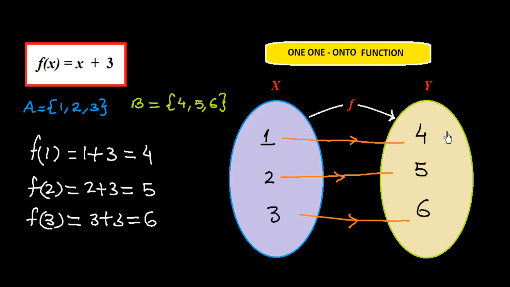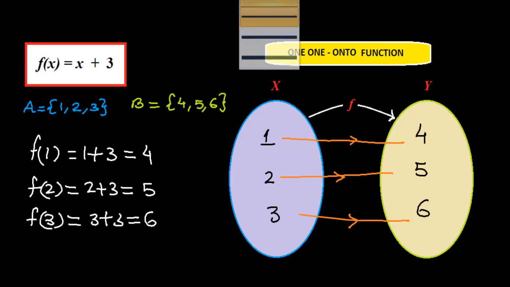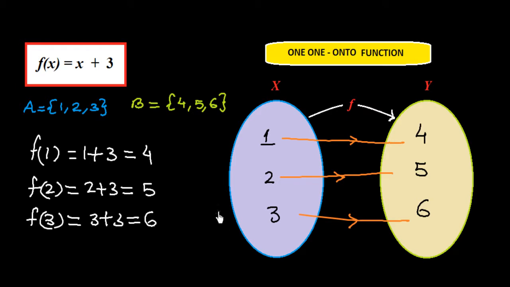Here you see this y is called the image, and the elements in X are called the pre-image. So I write here image and pre-image. This is our pre-image, and this is our image. This is also called the domain. And all the elements which are engaged with the pre-image, the images, are called the range.